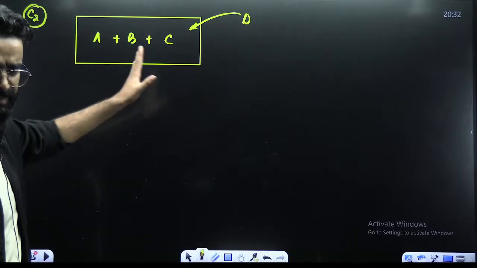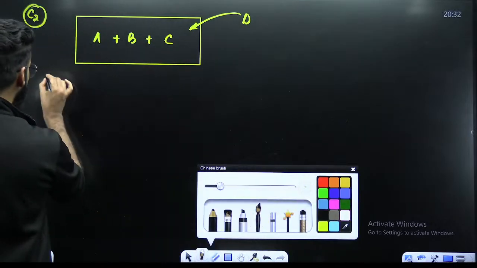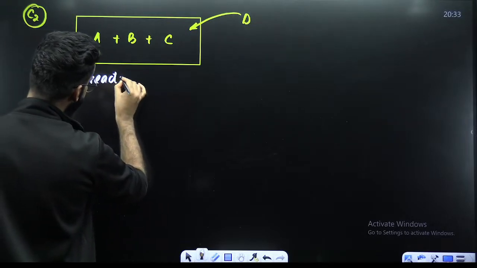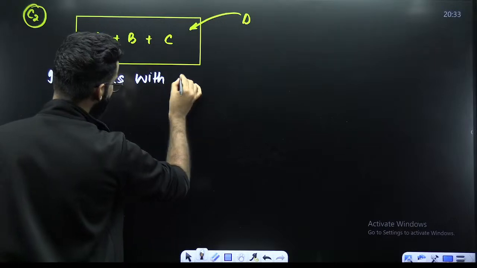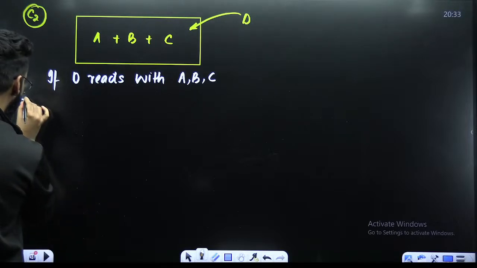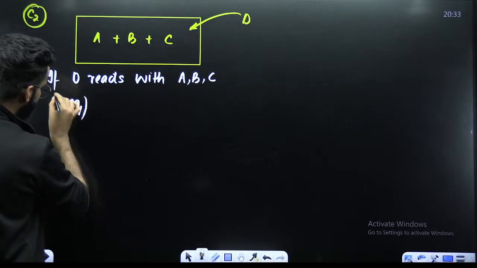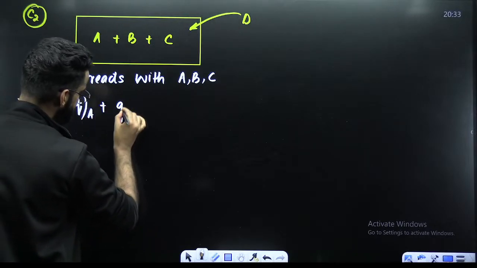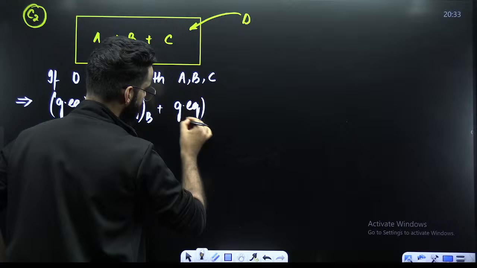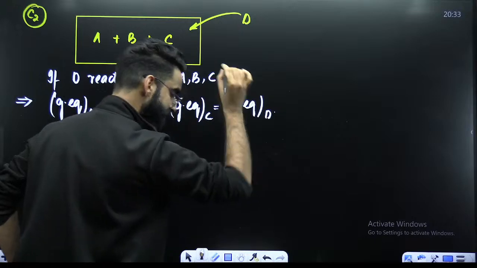You have got A plus B plus C in the container, a mixture of A, B, C. Now you are introducing D here. For example, let's say D reacts with A, B as well as C. Then as per the law of chemical equivalence, as per the equivalent concept, I can say that gram equivalence of A reacted plus gram equivalence of B reacted plus gram equivalence of C reacted will always be equal to the gram equivalence of D reacted.